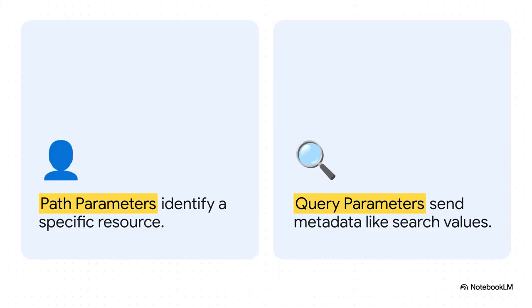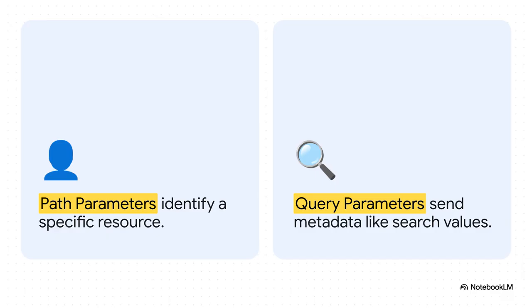It is absolutely crucial to understand the distinction here. On the left, path parameters are for semantic expressions. They identify a very specific resource, like user 123. On the right, query parameters are strictly for metadata or modifications, like setting a search value or a page number.